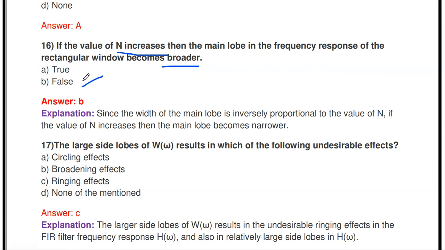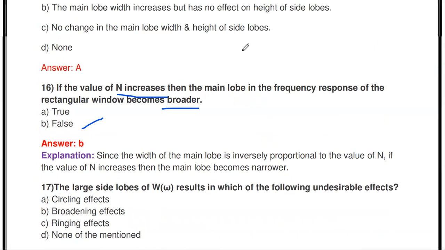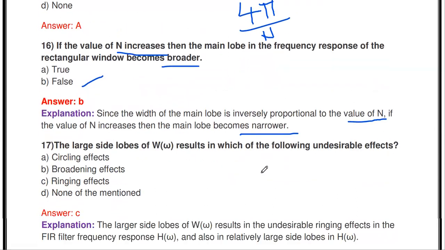You already know the main lobe width of the rectangular window is 4 pi by N. If the N value increases, what about the width? The width value decreases. But here they said the width of the frequency response of the rectangular window is broader, so it is false; it is narrower. If you are increasing the value of N, we will get a narrower main lobe. That is the correct statement.